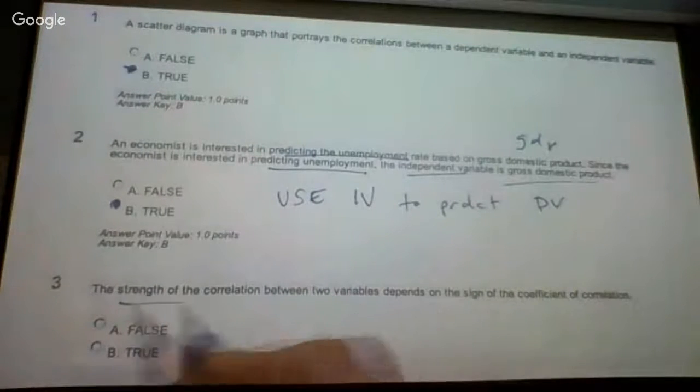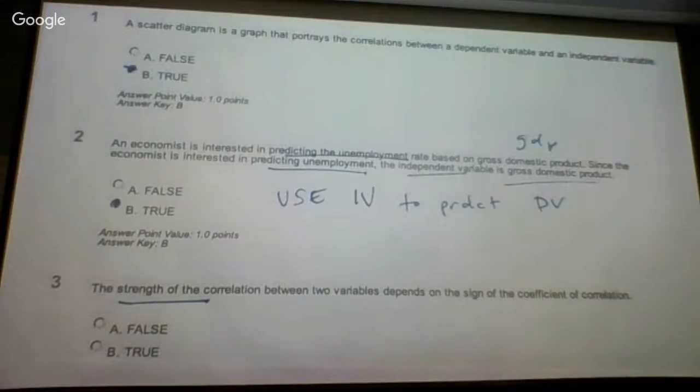3, the strength of the correlation depends on the sign of the correlation. True or false? The strength depends on the sign. What do you think, Cassie? False. I say false as well, because you can have a strong negative or a strong positive. False is a very good answer.